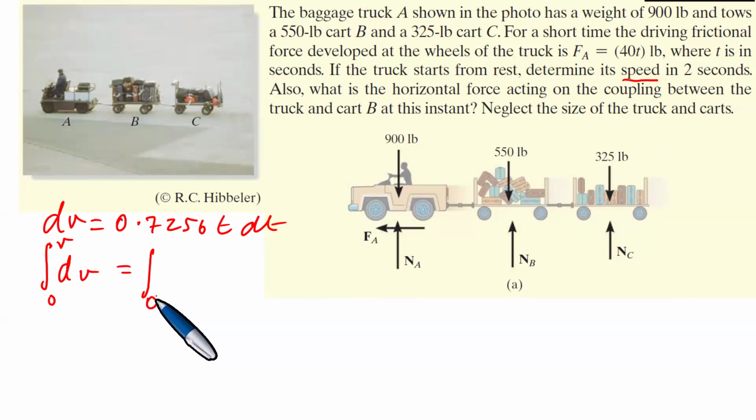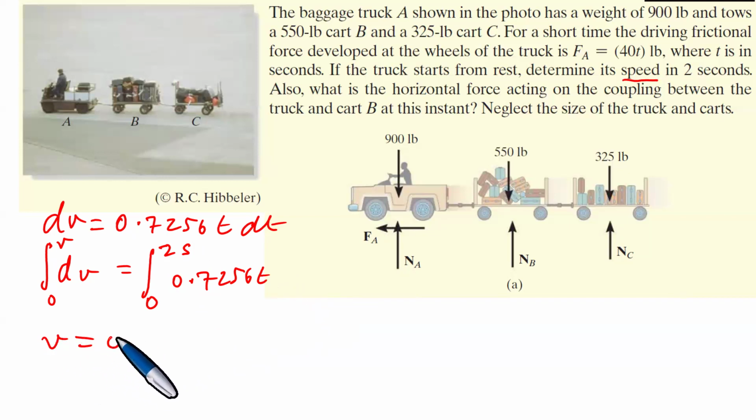And then in the 2 seconds, you say the time here is from 0 to 2. You can say 2 seconds like this. And it is 0.7256 t. The velocity becomes 0.7256, t squared over 2. It is integration.